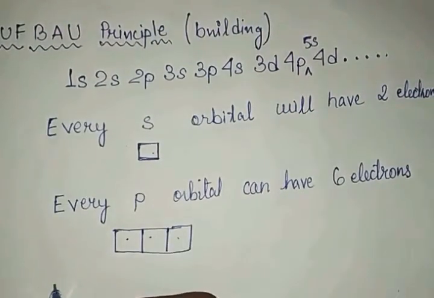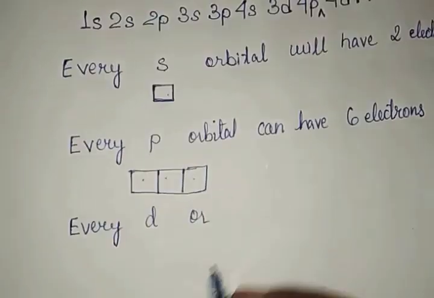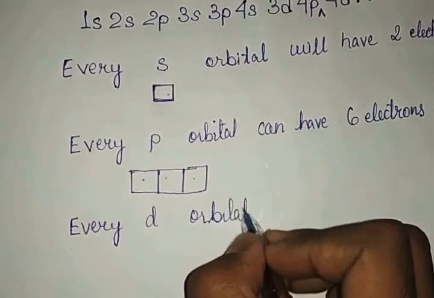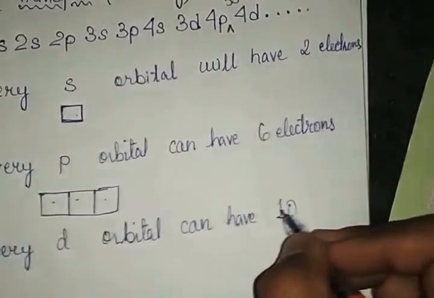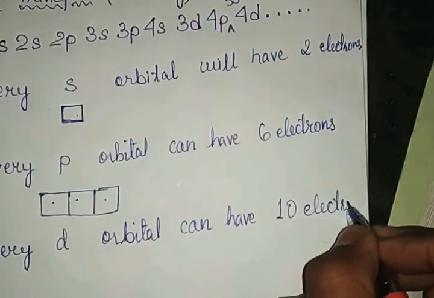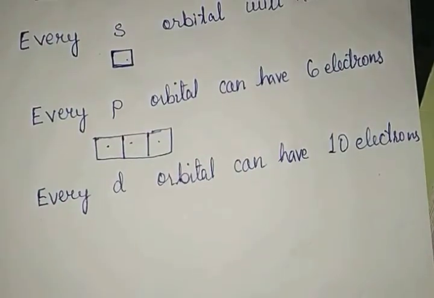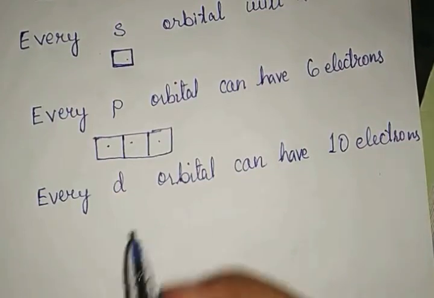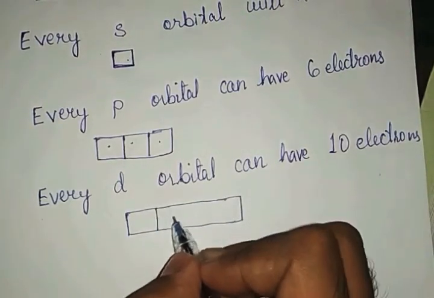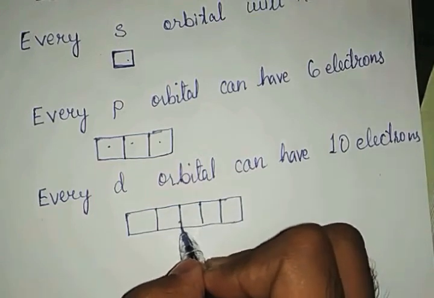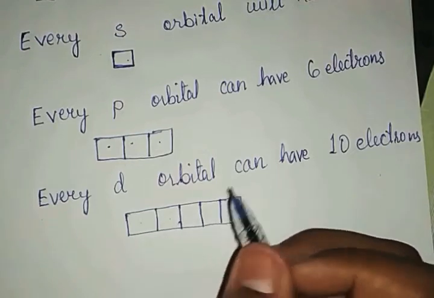And in case of d, every d orbital can have 10 electrons. Why? Because I have already told you that d orbitals are further divided according to their orientation. They are 5. So this will have 5 squares. 1, 2, 3, 4, 5. Then every square can have 2 electrons. So in these 5 boxes, a total of 10 electrons can go.